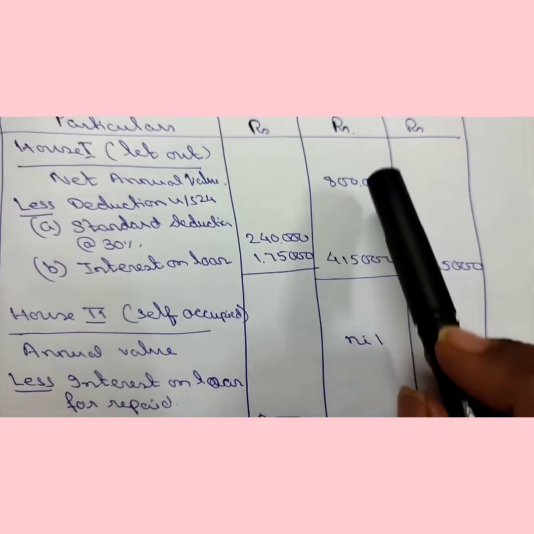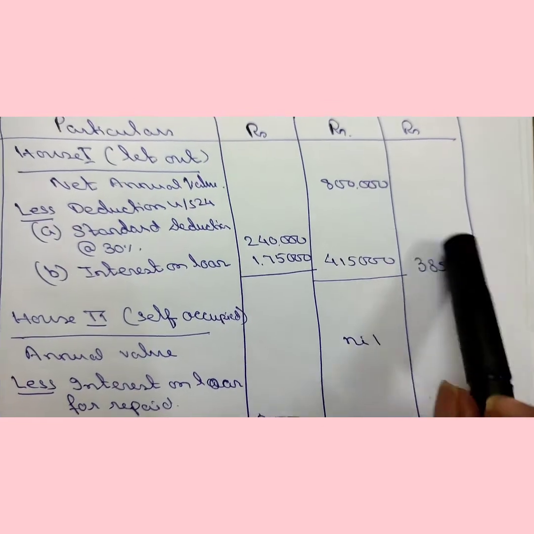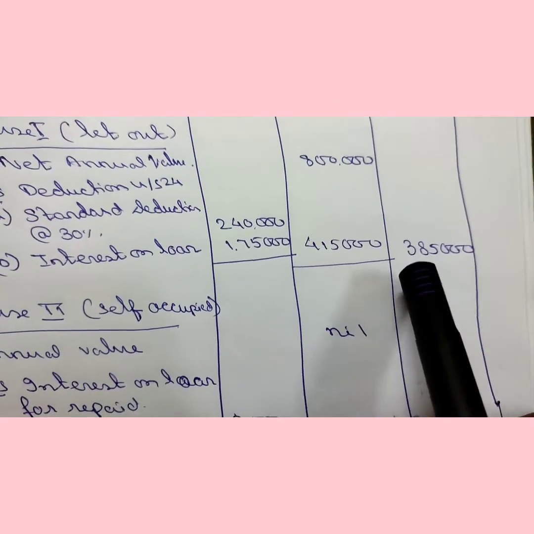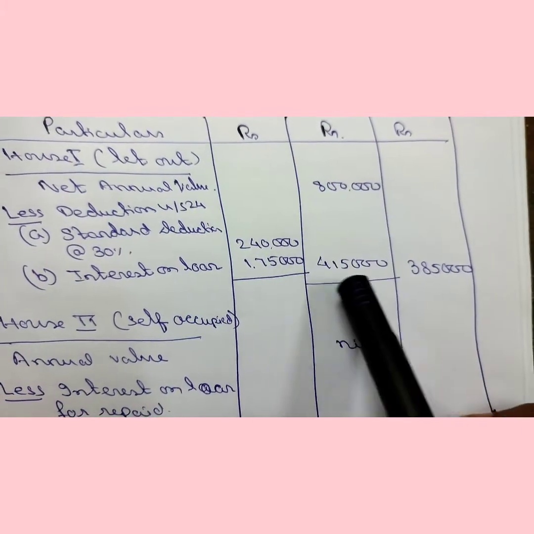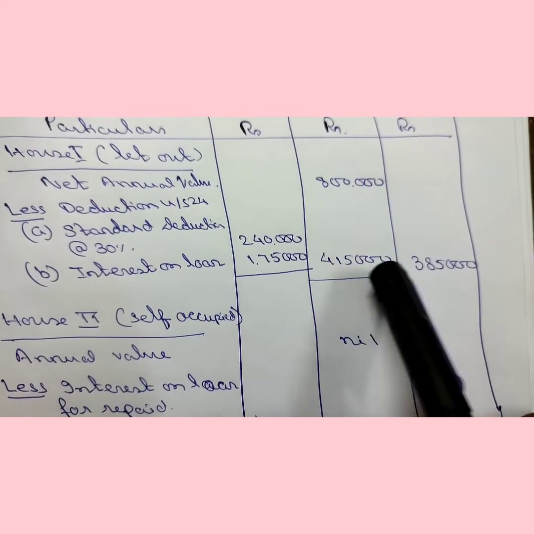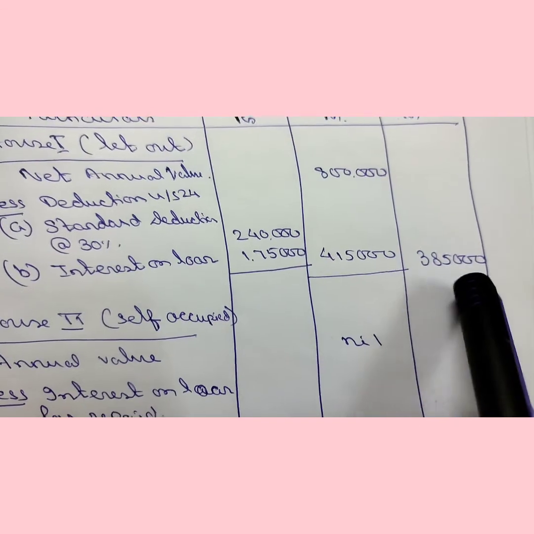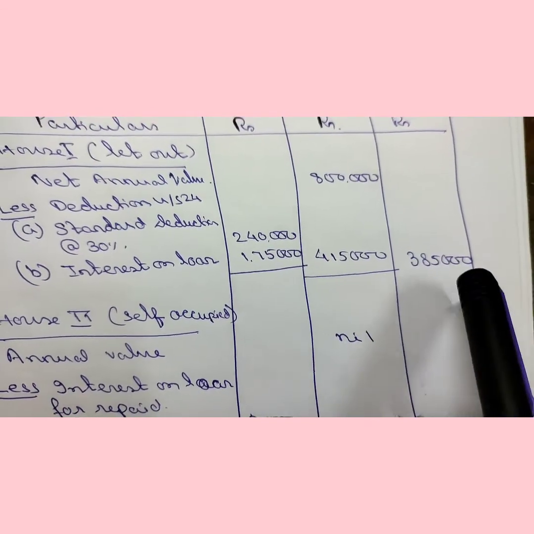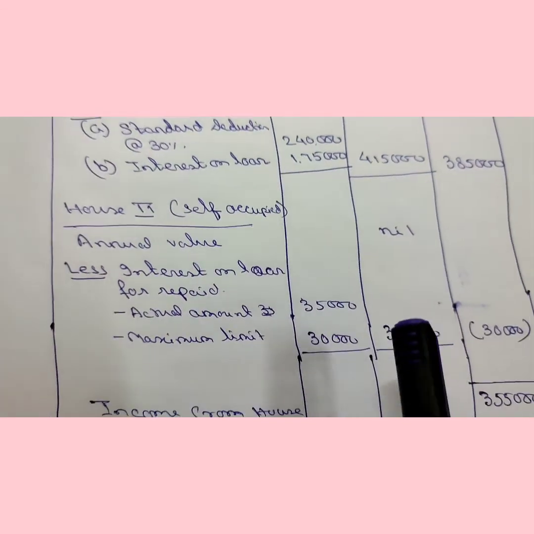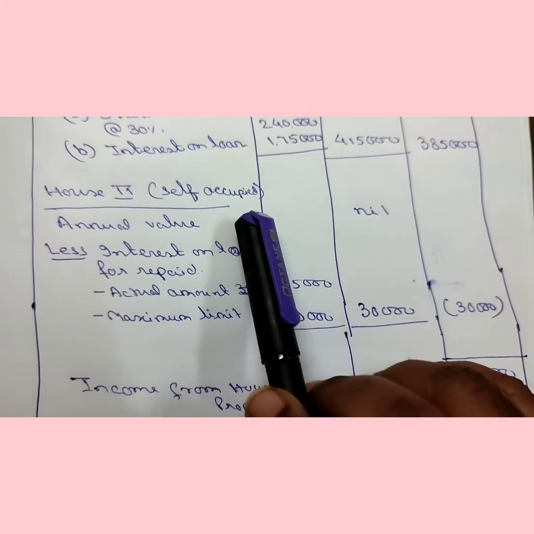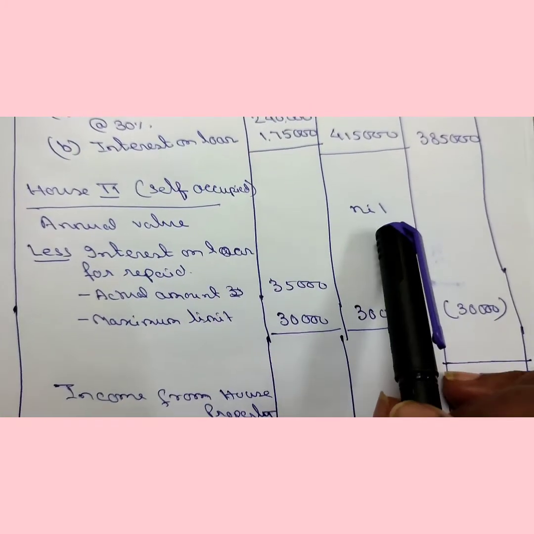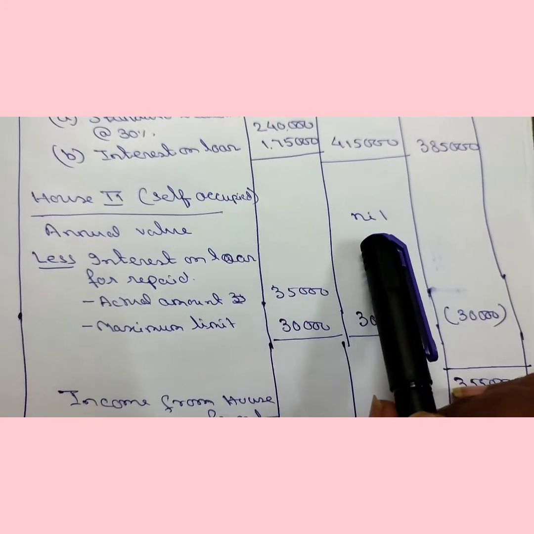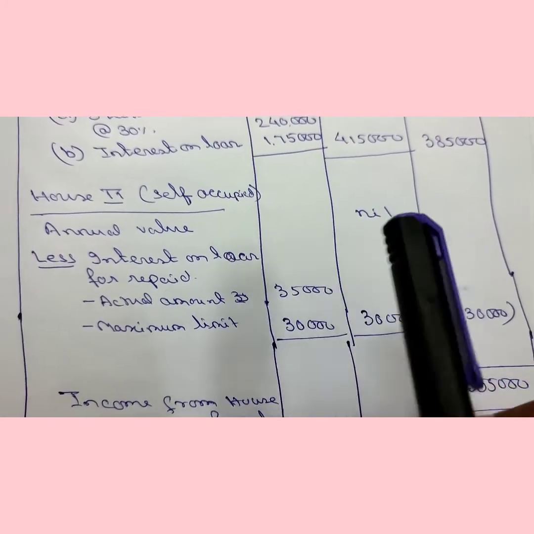So the net income from the first house is 3,85,000. From the net annual value, we are deducting this total deduction and it comes 3,85,000. That is the income from the first house. Now house 2. House 2 is self-occupied. Annual value of the self-occupied house, we know that is nil. It will also come in the second column.